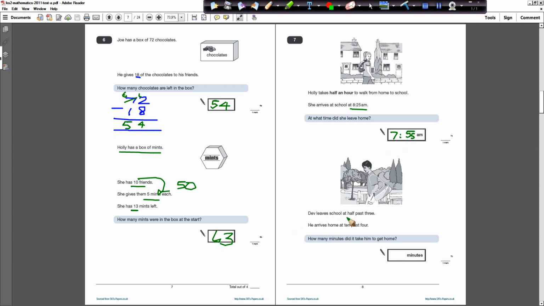Okay, Dev leaves school at 3:30 when he's finishing school. He arrives home at 4:10. How long did it take? So from 3:30 to 4 o'clock, how many minutes is there? 30. Okay, from 4 o'clock to 4:10, how many minutes is there? 10. So how many minutes altogether? 40. Excellent.